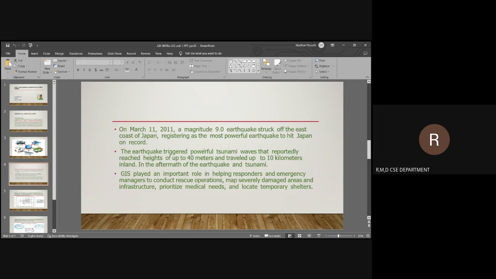Next, on March 11th, 2011, an earthquake struck, and this is the story they wanted to tell. The earthquake triggered powerful tsunami waves that rose to 40 meters and traveled up to 10 kilometers. All this was found out by making use of GIS. So GIS played an important role in helping the responders and the emergency managers to locate the temporary shelters, as well as providing the infrastructure for them, as well as providing the medical needs.